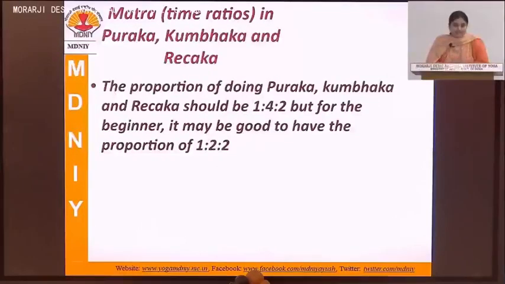Now what should be the matra? The ideal ratio is 1:4:2. Here, 1 is for puraka, inhalation, 4 is for kumbhaka, retention of breath, and 2 is for rechaka, exhalation. But for beginners, it can be 1:2:2, or you can even start with 1:1:1.